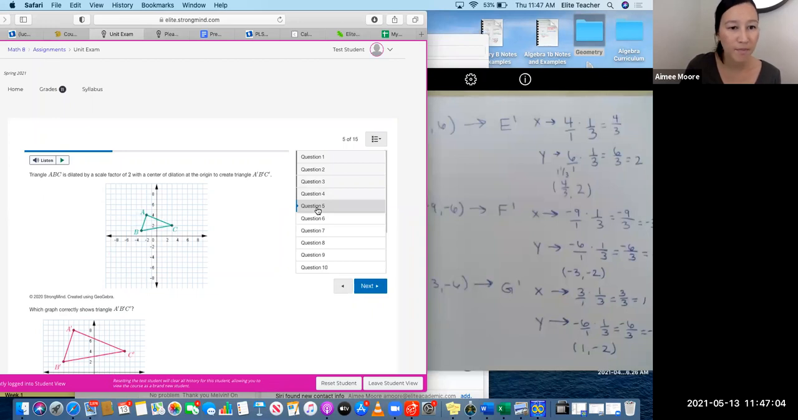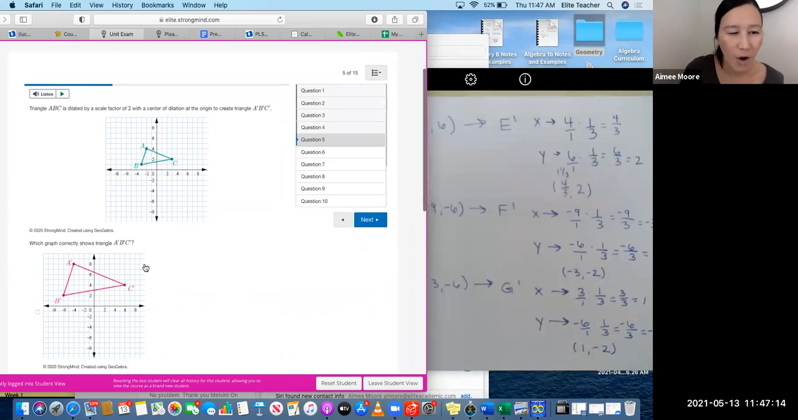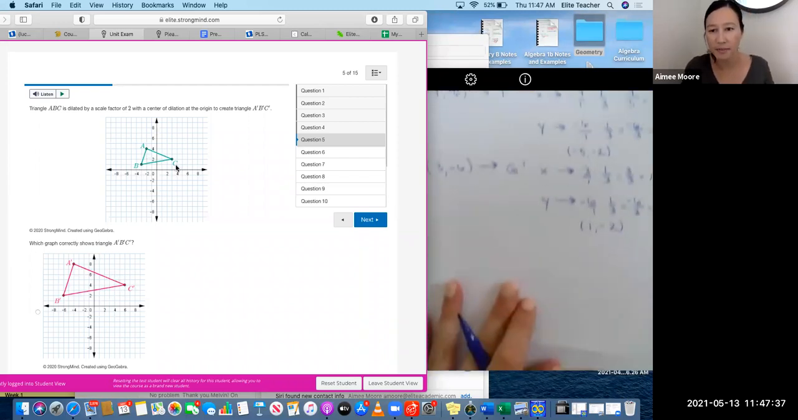Moving on to 5. Triangle ABC is dilated by a scale factor of 2 with a center of dilation at the origin to create triangle A'B'C'. Okay, so how are we going to figure out the points of our dilated triangle? Are you going to multiply each point by 2/1? Perfect. That's exactly right. Our scale factor is 2. So just like the last problem where our scale factor was 1/3, we multiplied all the points by 1/3. Now that it's 2, we're going to need to multiply each of these points by 2. Very good.